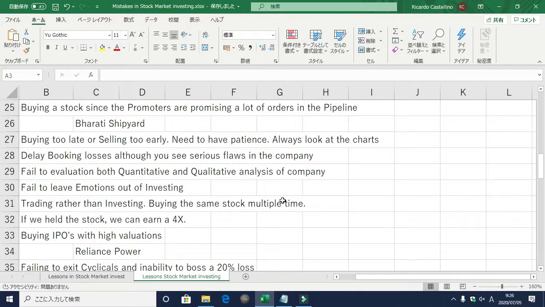The next common mistake is to delay booking of losses, although you see serious flaws in the company. Whenever you see serious flaws in the company, sell the stock, book your losses, or even if you have smaller profits, book your profits. The failure to evaluate both the quantitative and the qualitative analysis of a company is not a good strategy. You need to always evaluate both if you're buying a stock for the long term. The failure to keep emotions out of investing is not a good idea. Trading rather than investing is another common mistake. You tend to buy the same stock multiple times, and overall you don't gain.